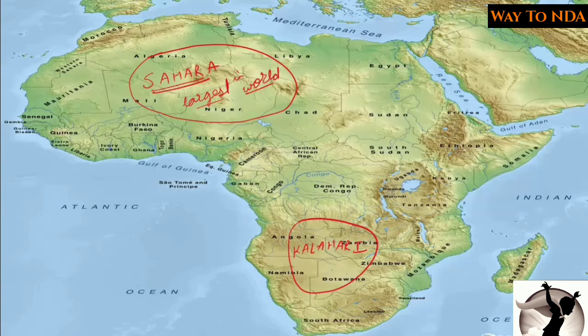Remember this. Now you will find 3 important lakes in the African continent. So one is Lake Victoria. Here this is Tanganyika. And here is the Nyasa. Okay, so these are the 3 important lakes in the African continent: Victoria Lake, Tanganyika Lake and Nyasa Lake.